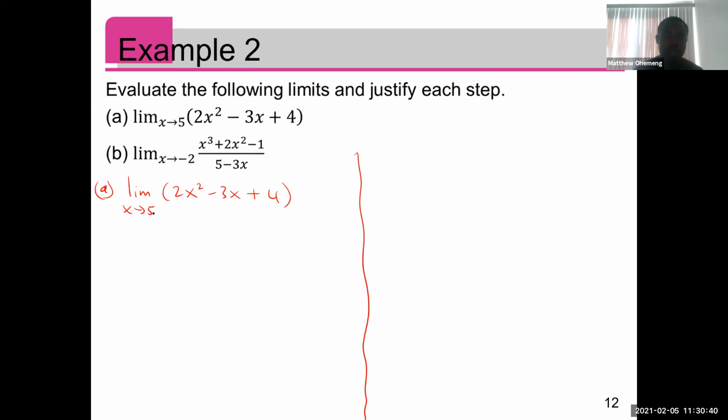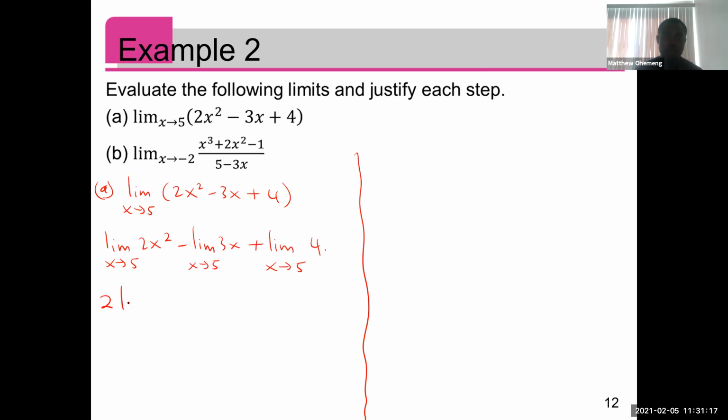So the first thing I see is a difference and a sum. The limit of a sum or a difference is just the difference or the sum of the limits. So that means I can distribute the limit through, right? This is going to give me the limit as x approaches 5 of 2x squared, minus the limit as x approaches 5 of 3x, plus the limit as x approaches 5 of 4, right? Now, as you can see, the 2 is a constant. It doesn't depend on this x, which we are taking the limit as we approach, right? So you can pull out the 2 by the constant multiple law of limits.